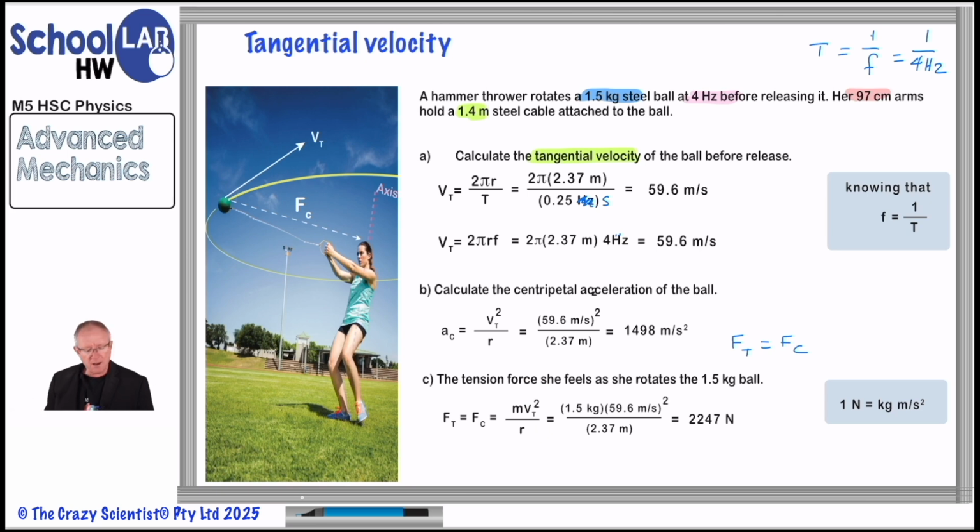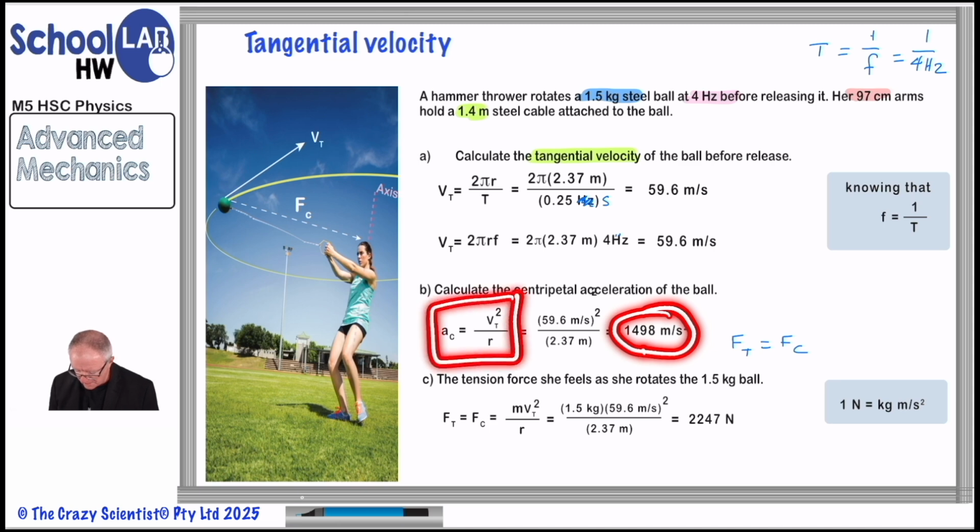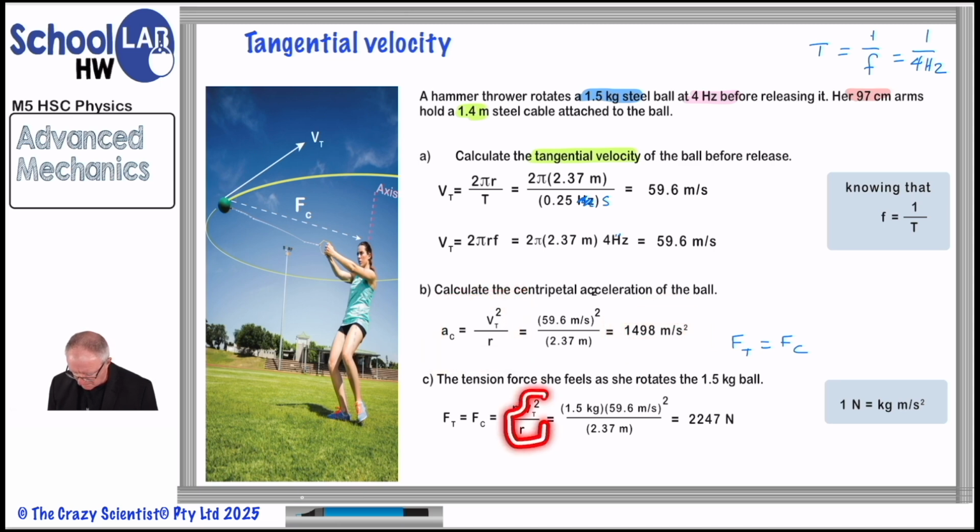Now with this way I've done everything from first principles. I put the velocity in, etc. But I really could have just used that number, because that number is the same as that, right? So I could just get this number and times it by the mass. But we get the same answer, 2,247 newtons.